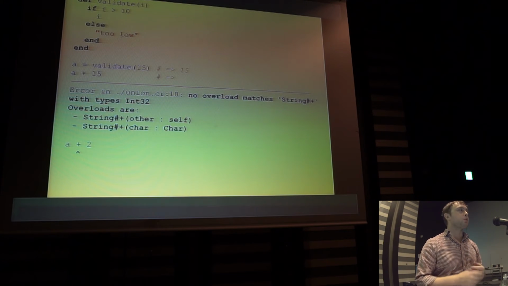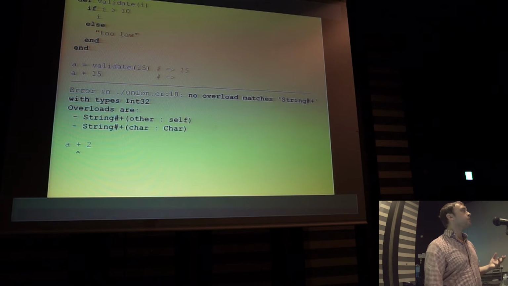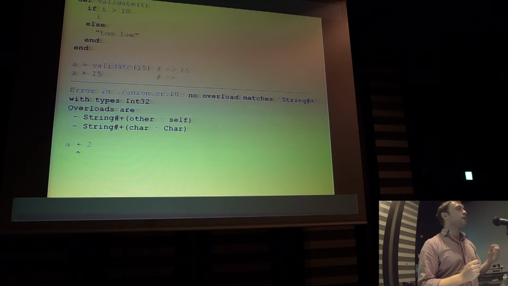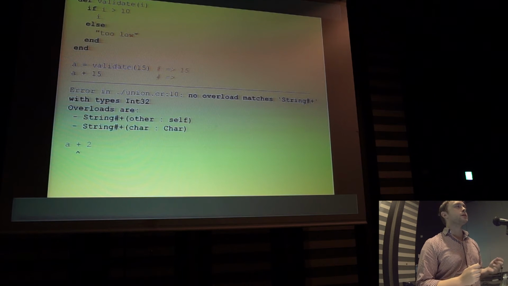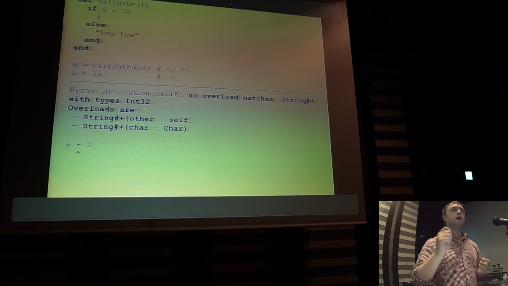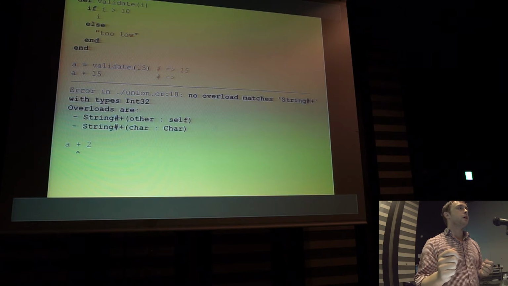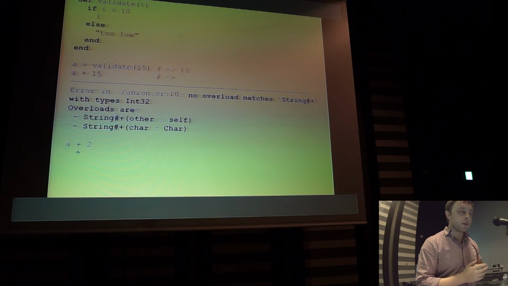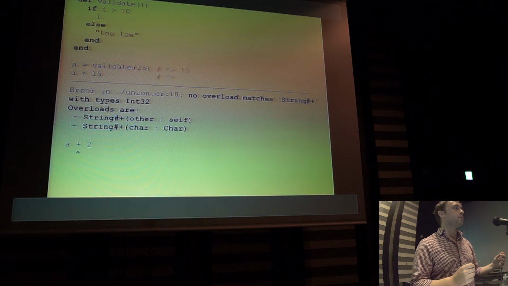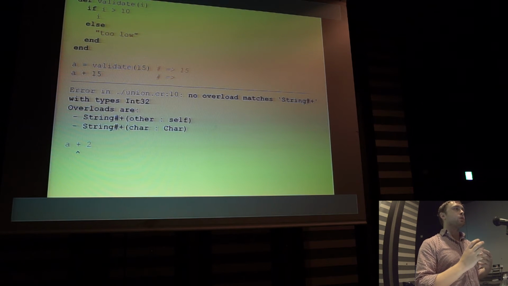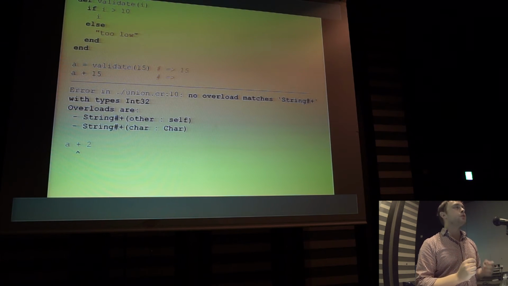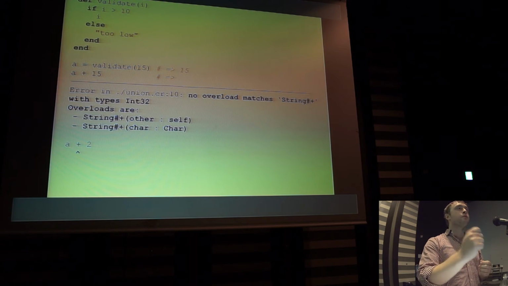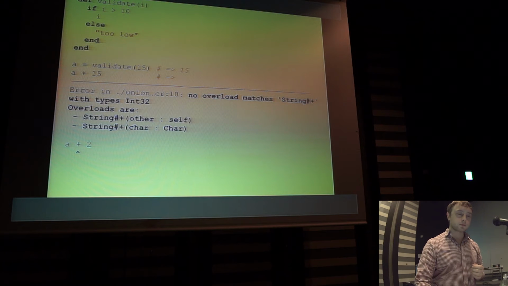But if we do something a little different and try to add 15, now the program won't compile. That's because the plus method, while it does exist on String, only exists for adding another character or adding another string. There's no method for String plus an integer. And even though it's an integer at runtime, at compile time we don't know which it's going to be, so it's the union. And so you can only call methods that are defined on every member of the union.